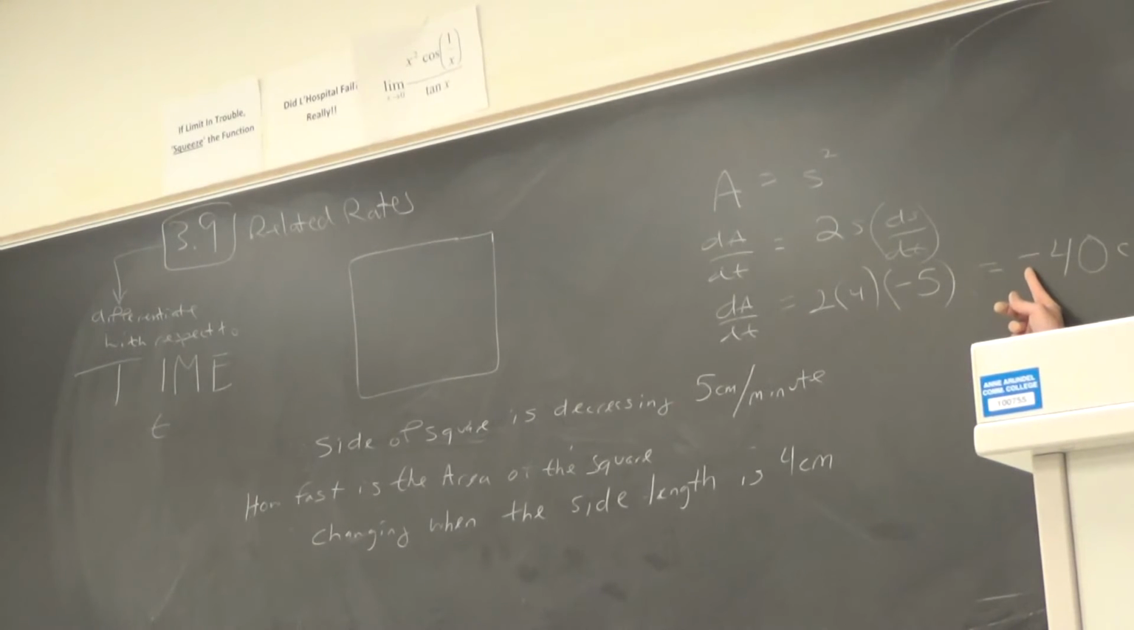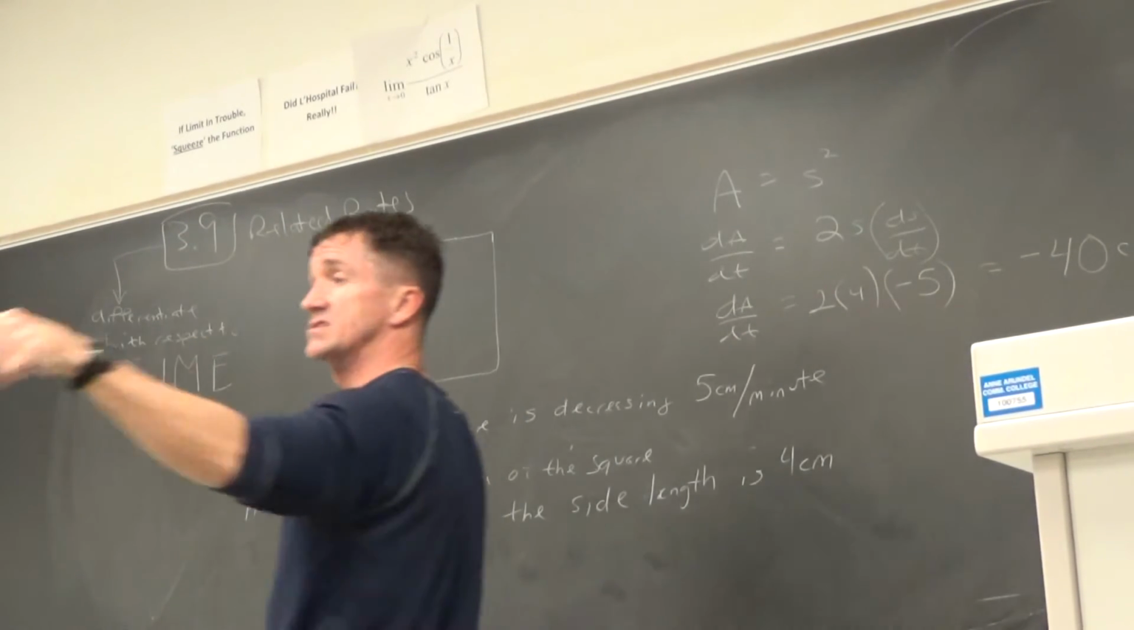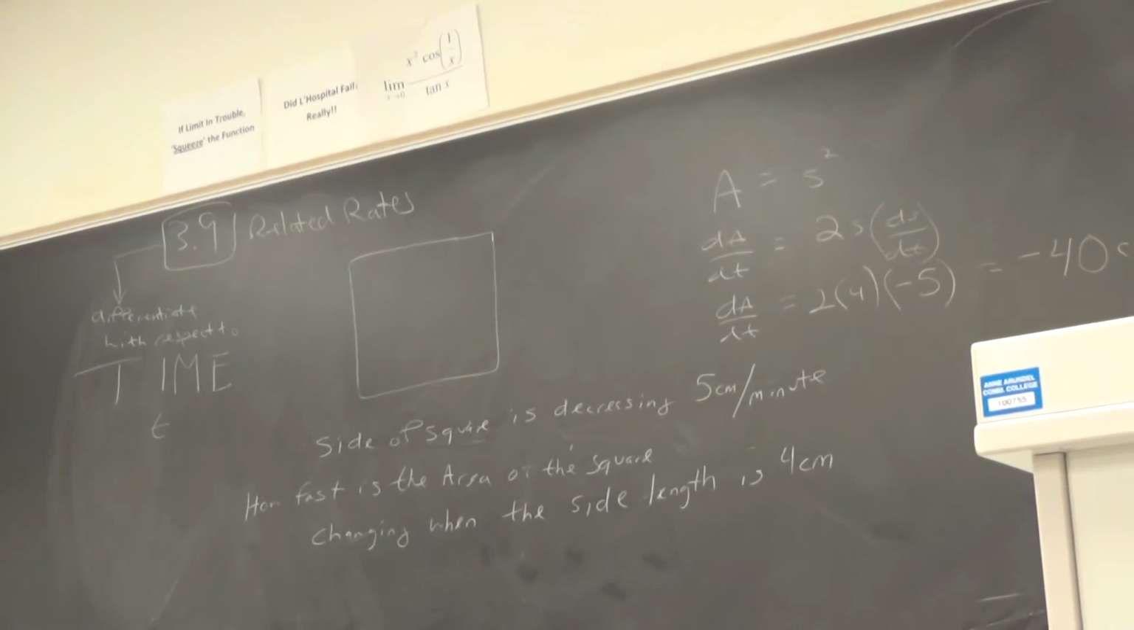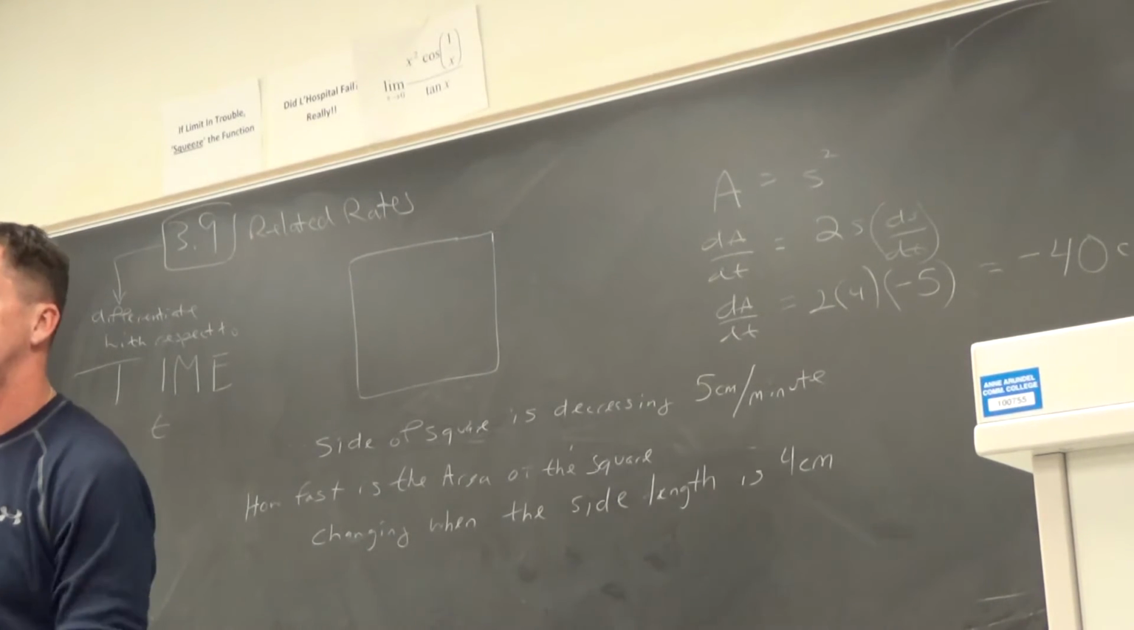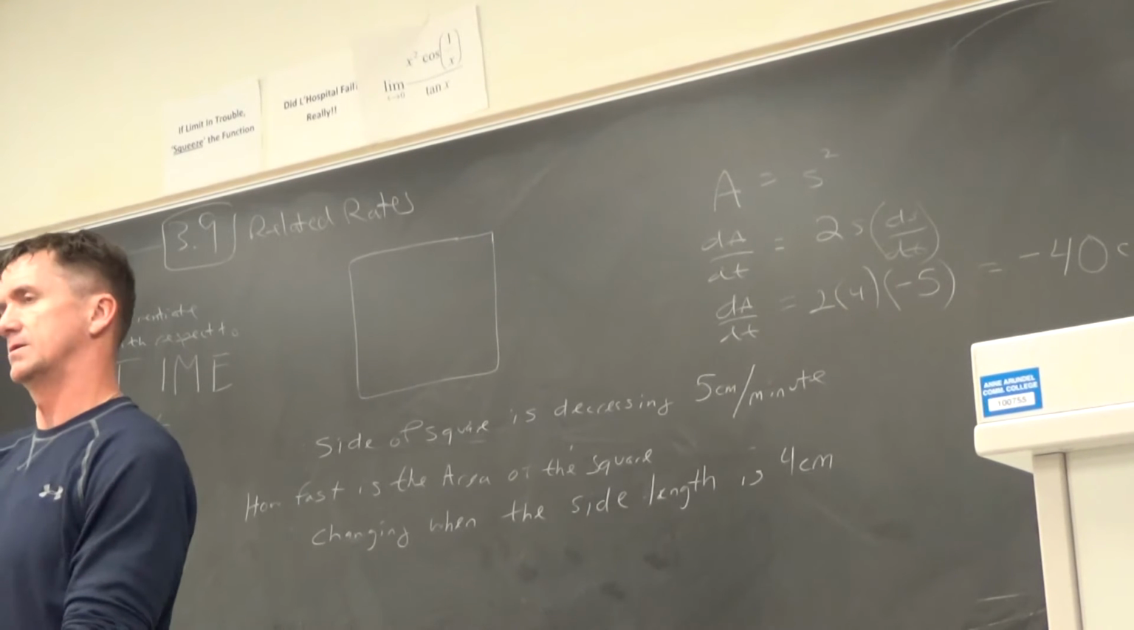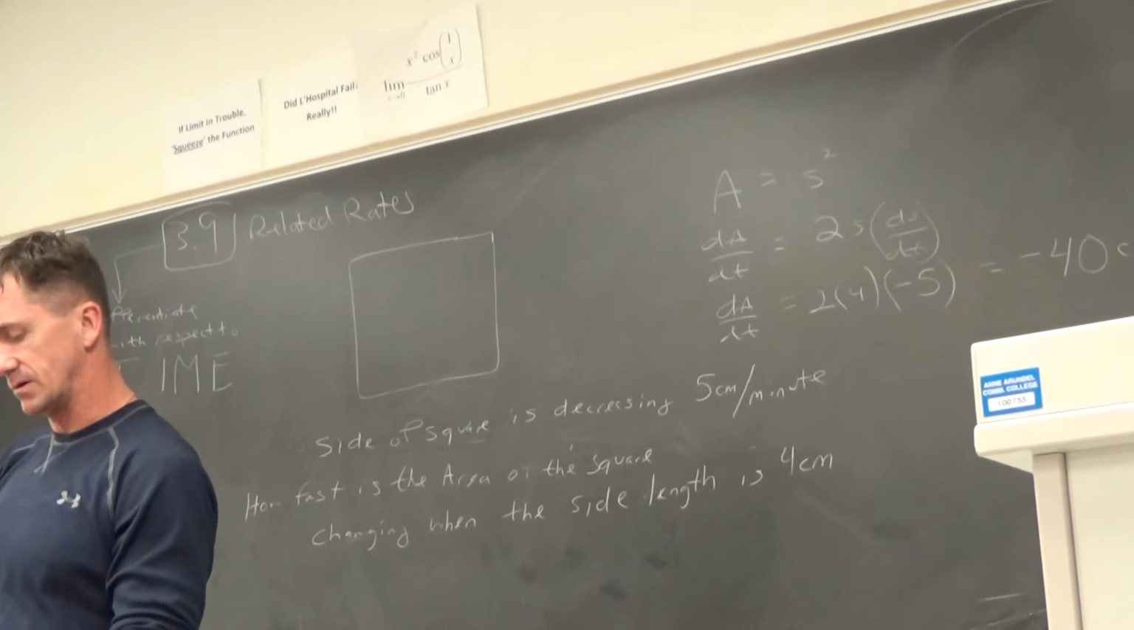But it's negative. What's that indicating? It's indicating that the area of the square is shrinking at that moment. Remember, this is still instantaneous rate of change at that moment. Everyone care about that? All right. The textbook problems, everyone, they're great.